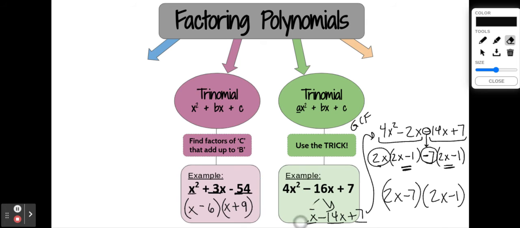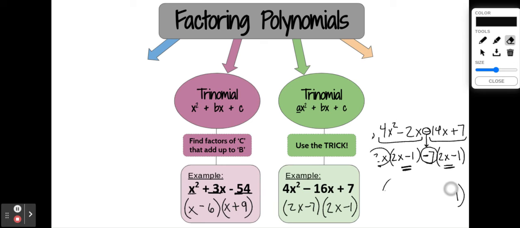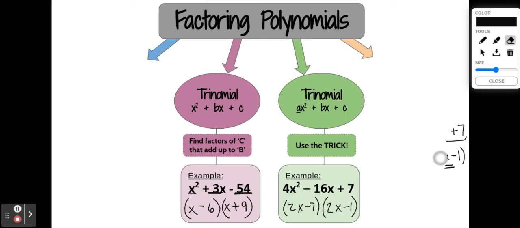So I'm going to go back over here into the green box, and I'm going to write down those two factors, 2x minus 7 and 2x minus 1. And remember that the way that you can check that to be sure that you did all of your work correctly is you could FOIL it. So you could multiply those two binomials that we just got and just double check that you get the polynomial that you started with, okay?